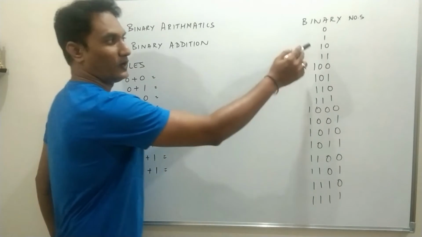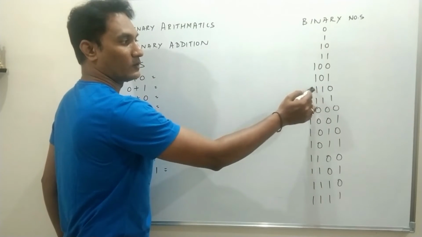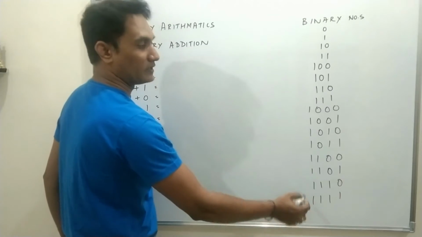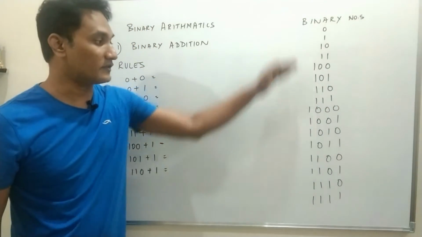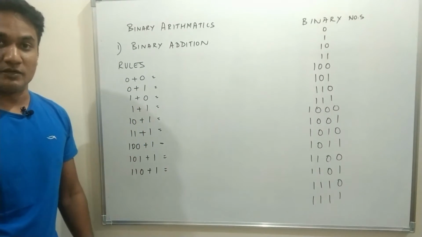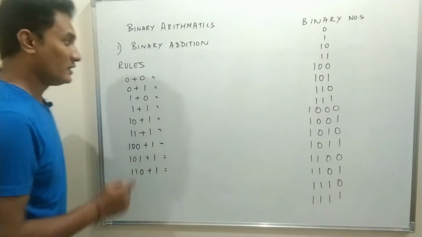So it will be 0, 1, 10, 11, 100, 101, 110, 111, and again you apply the rule and you get up to 8, 9, 10, 11, 12, 13, 14, 15. These are the first 15 numbers in the binary number system. Now we have to apply the rules.